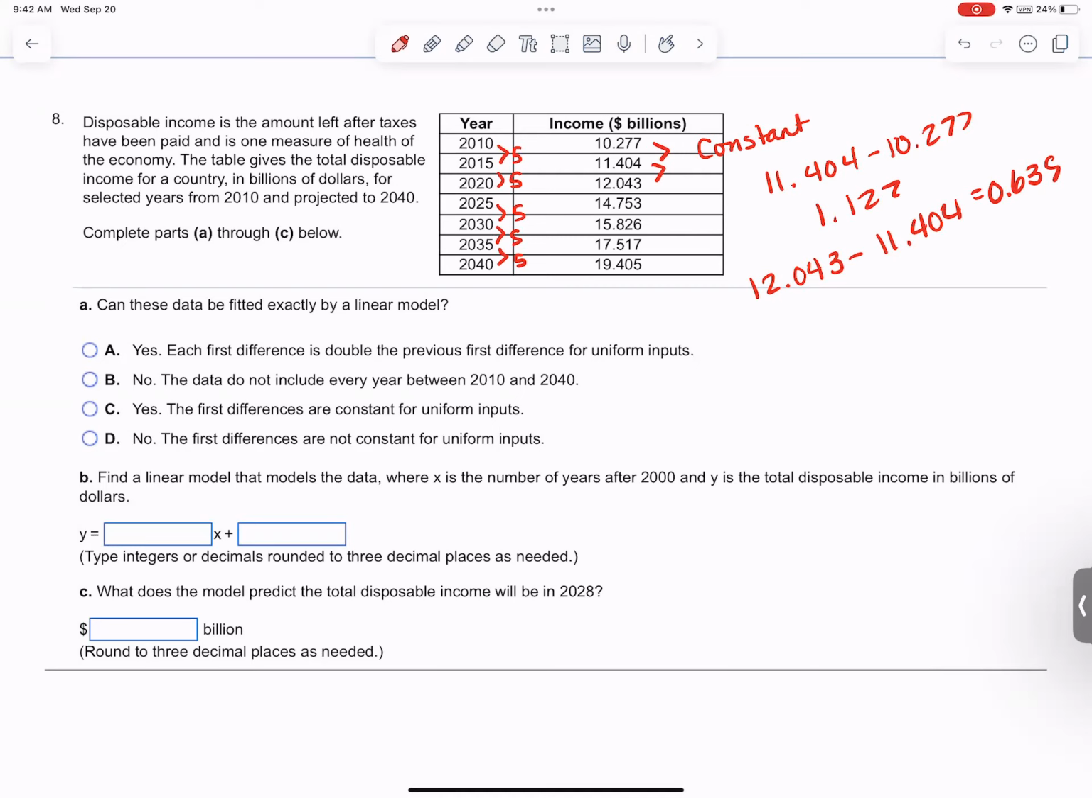So we got two no's. It's got to be this one. No, the first differences are not constant for uniform inputs.